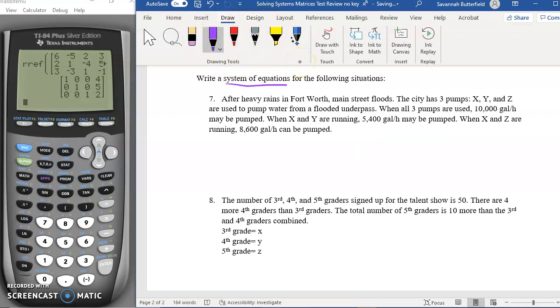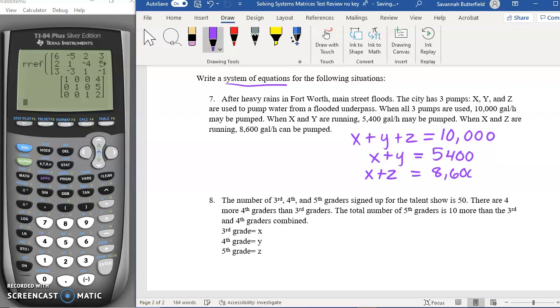Actually, let's write the equations, not the matrix. My apologies, guys. So when X plus Y plus Z, when all 3 of these are being used, it said 10,000 gallons an hour. So that means that our capacity is 10,000. When X and Y are running, that would be just X plus Y. That is 5,400. And when X and Z, that would be X plus Z, and it is equal to 8,600 gallons an hour. So this is my system of equations.